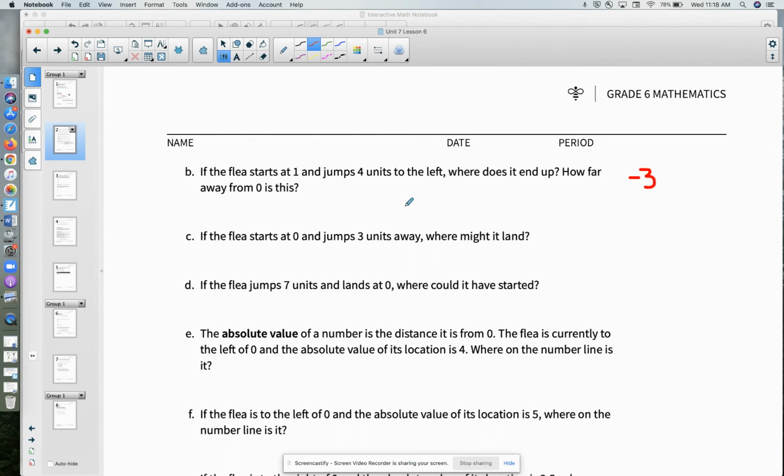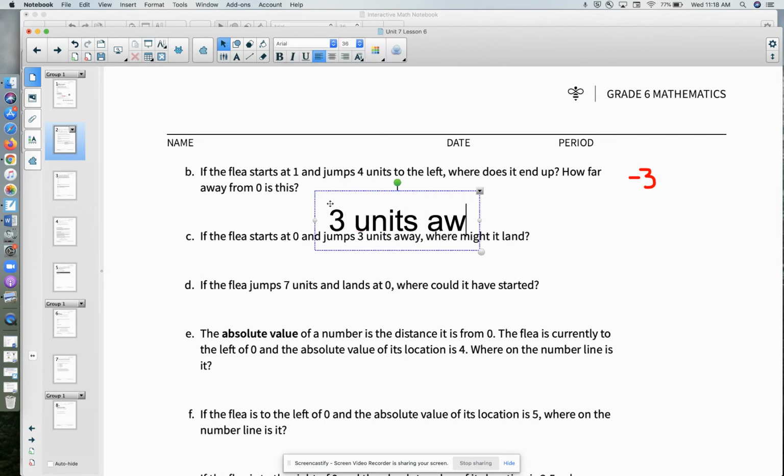And then how far away from 0 is this? 3 units away from 0.